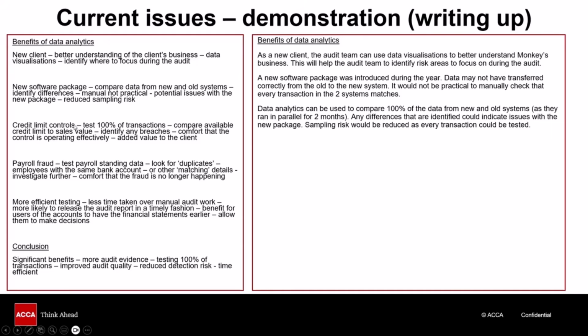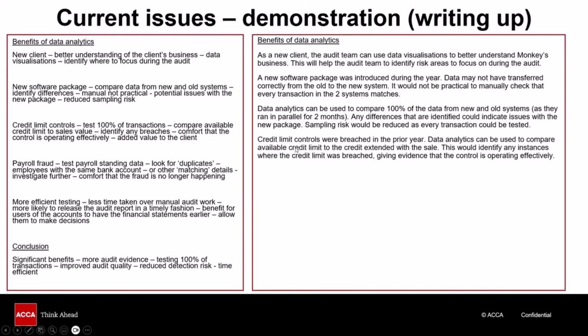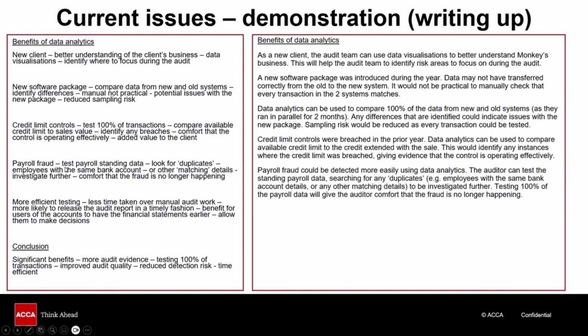Next one was about credit limits. So these controls were breached in the prior year. I can use data analytics to compare the available credit limit to the credit extended with a new sale. Any instances where the credit limit was breached would give evidence that there is an issue around control operation. Excellent, short and sweet.